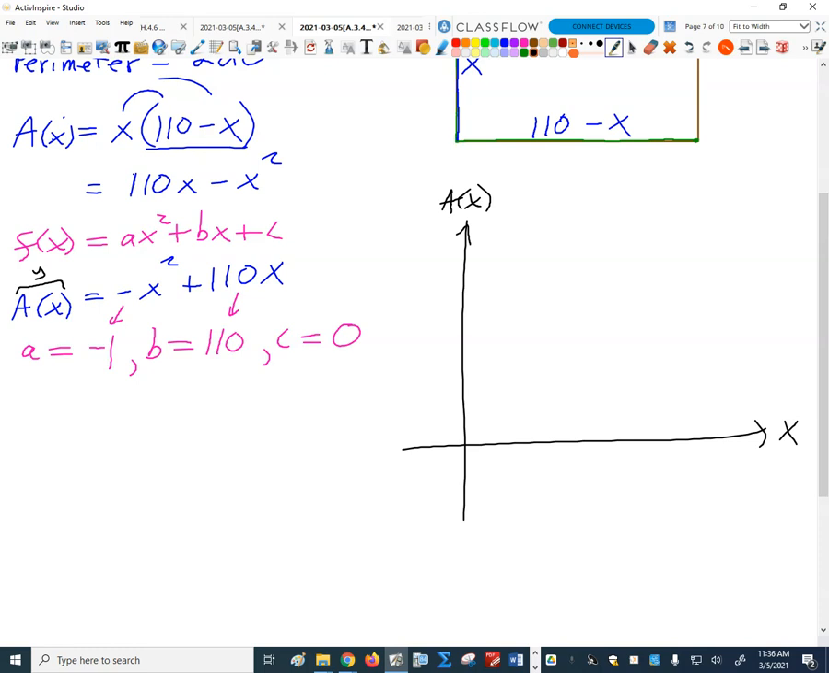Okay, good. I'm seeing down. And I know what you're looking at. You're saying a is negative, so it's going to open down. You're correct, right? So if I were to graph this parabola, I don't know exactly what it looks like, but something like that, okay?